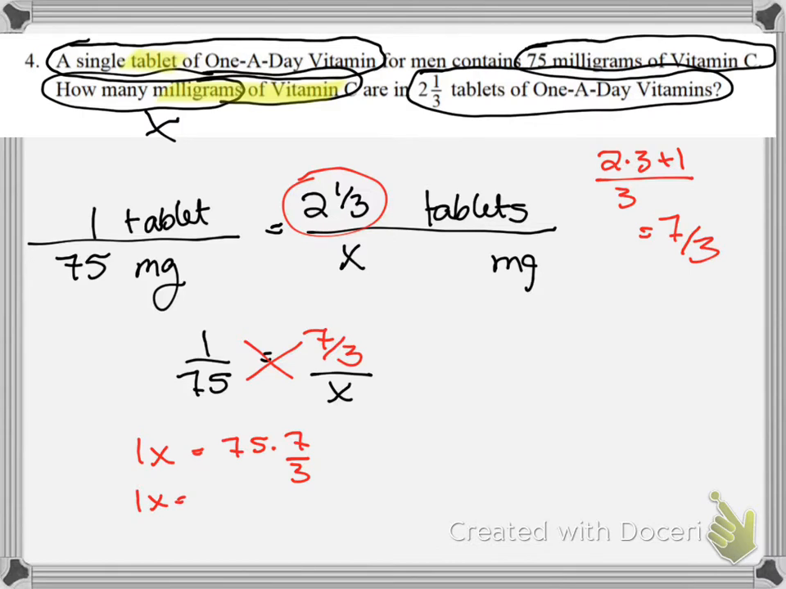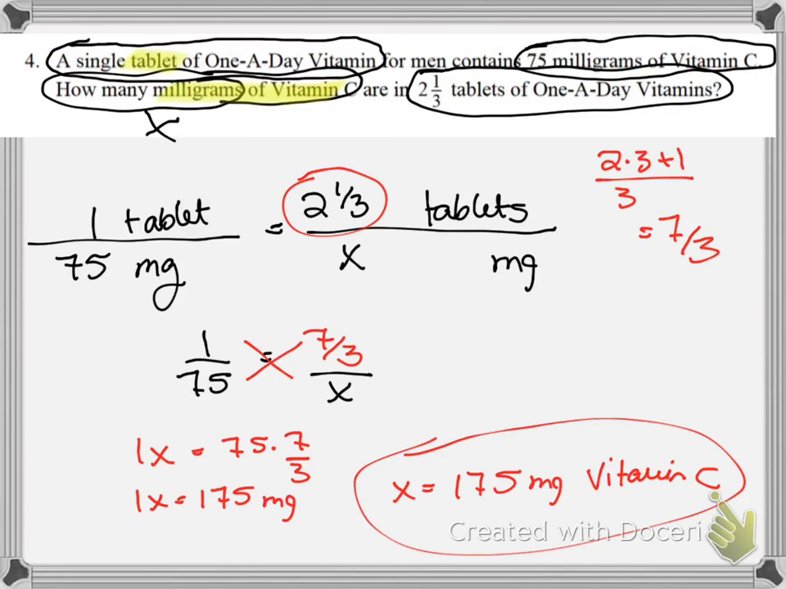So we have 1x, or x, is equal to 75 times 7 over 3. And if you type that into your calculator, you get 175 milligrams of vitamin C. So x is equal to 175 milligrams of vitamin C. And that concludes this video.